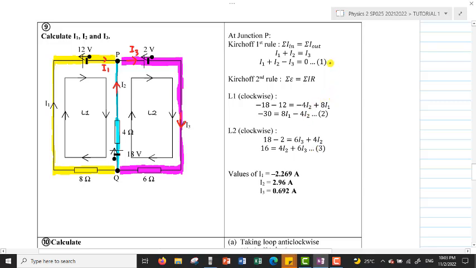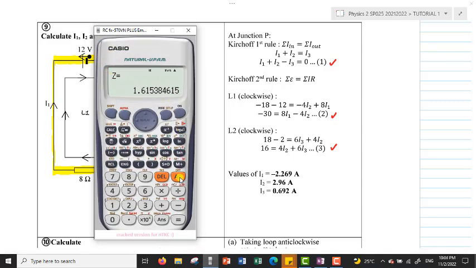So we already get the 3 equations. Then again, we are going to solve it simultaneously using the mode equations in our calculator. So you will get the first unknown, I1, is negative 2.269 ampere. The second unknown represents I2, so it will be 2.96 ampere. The third unknown represents I3, 0.692 ampere. Then we solve question 9.